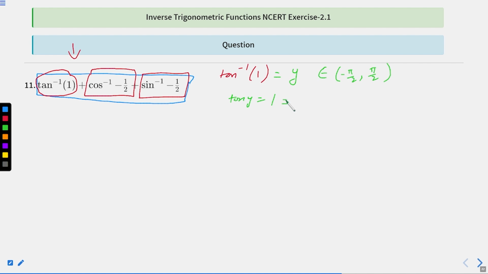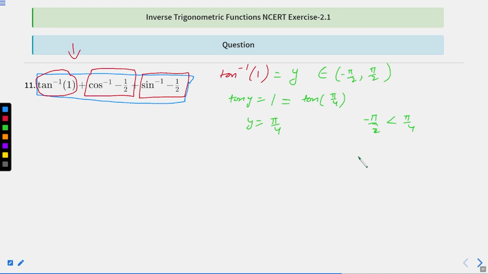When we get 1, it is quite easy. When tan pi by 4, yes, tan pi by 4. Now from this what I can say is y is equal to pi by 4. Does this belong to this interval? As you can see, it is positive. So indeed minus pi by 2 is less than pi by 4.